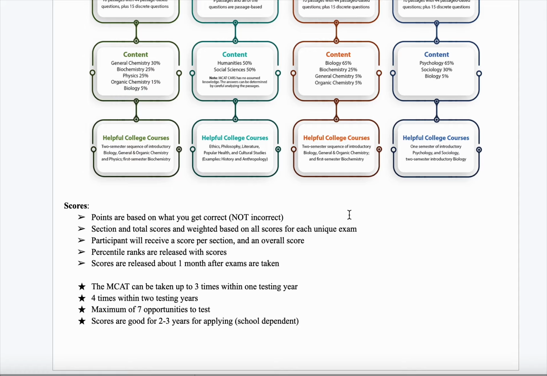You get 7 total seated testing appearances, and that includes if you schedule an exam and you do not cancel it within the required period of time, or you don't have a valid reason to cancel, that counts as a testing opportunity. And then when you take your exam and get your score back, they're usually good for between 2 to 3 years when you're applying, and that's school dependent. But 2 years is usually the average for that.